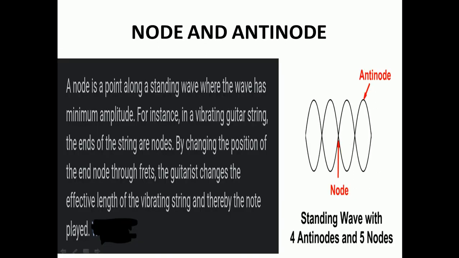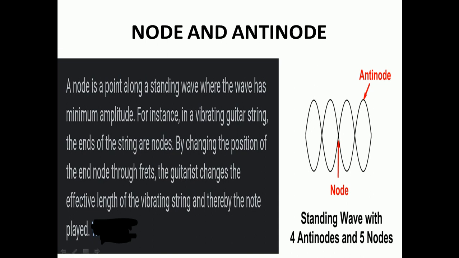Now we will see what points are available in a standing wave. The standing wave has 2 points: one is a node, another one is an antinode. How to define a node? The node is a point along the standing wave where the wave has a minimum amplitude. The vice versa condition holds for an antinode: if you have maximum amplitude, then it is called an antinode.